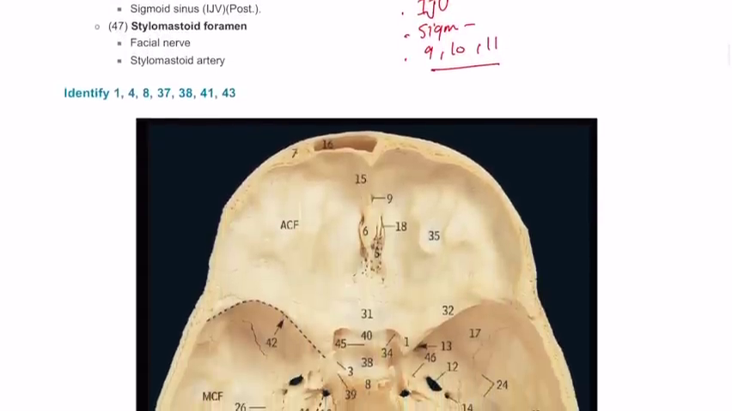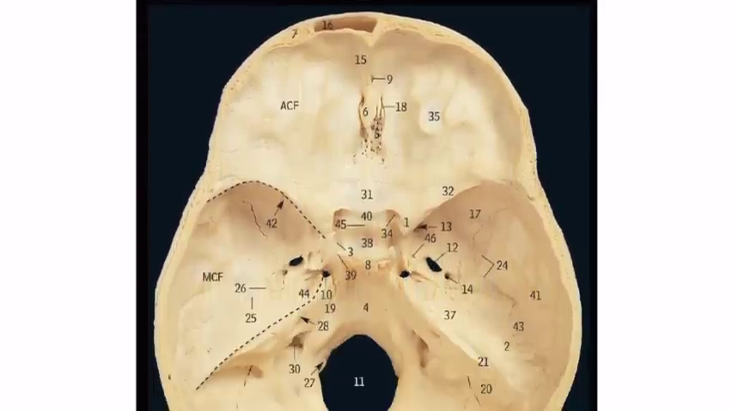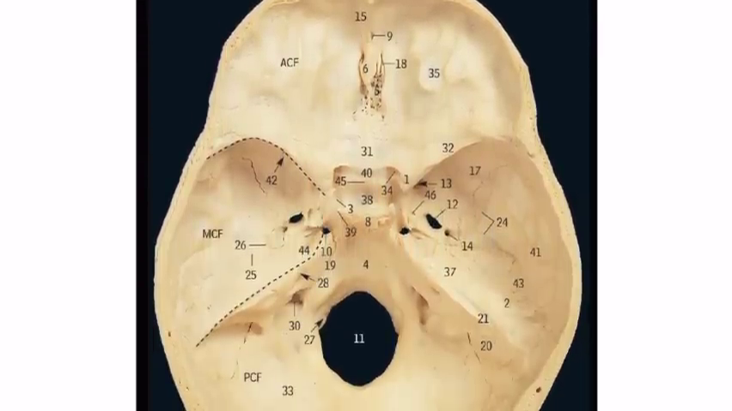Okay, so we're going to now cover the same foramina, but from the inside rather than from the outside. So now you're currently inside the cranial cavity. Number 11, again, that will be the foramen magnum, and we mentioned what is contained in it. You have the medulla oblongata, spinal cord, spinal artery, vertebral artery, and apical ligament.